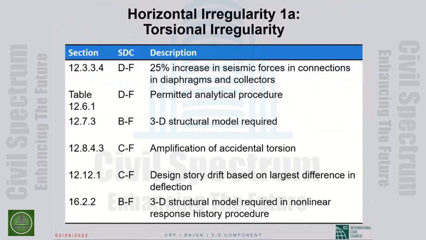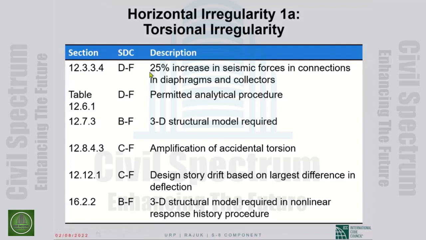The requirements sometimes apply to, not all of them are for all seismic design categories. This requirement applies in seismic design categories D through F. This one, however, B through F. So that column is kind of important.